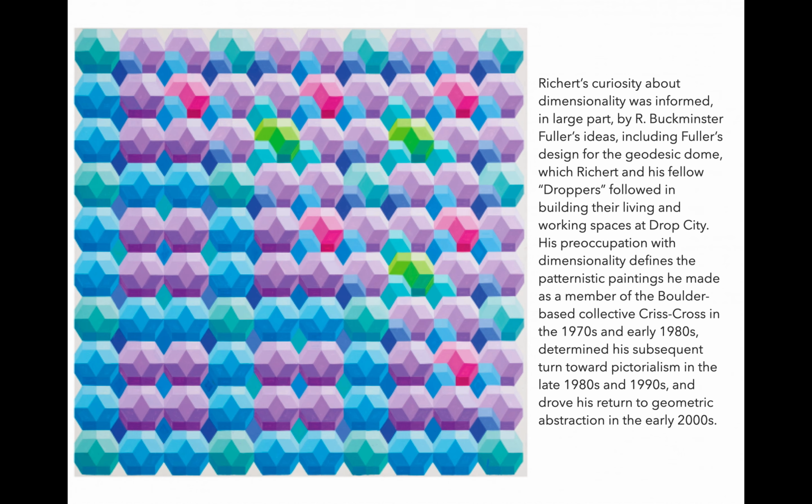His preoccupation with dimensionality defines the patternistic paintings he made as a member of the Boulder-based collective Crisscross in the 70s and 80s. Determined his subsequent turn towards pictorialism in the late 80s, 90s, and then came back. Pictorialism being like representational painting, but he came back to geometric abstraction in the early 2000s.